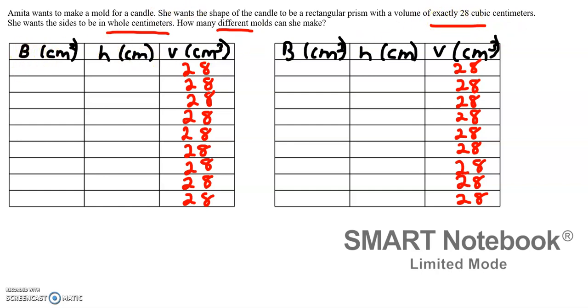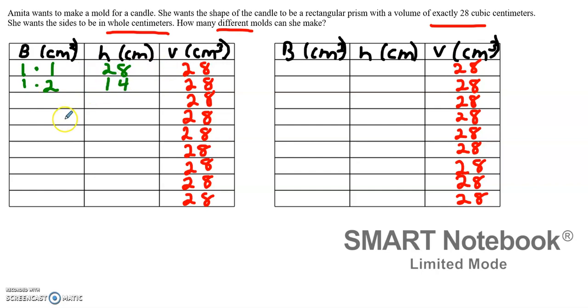So let's go over some of the bases. I always like to start off with 1. You can start with any number, but I like to build, so I always start off with 1. So my base here, starting off at 1, could be 1 times 1, which gives me 1. So 1 times what number will give me 28? That would be 28. So my height must be 28 in this one. But my base could also be 1 times 2, because the next number after 1 is 2. 1 times 2 gives me 2. 2 times what number gives me 28? I know that is 14.